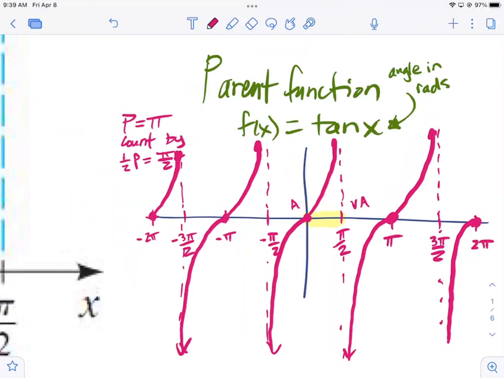And on Monday, we'll look at some of the features, like what's the domain, what's the range, does it have any symmetry, et cetera. But this is the only graph that I'm going to hold you accountable for out of this section. And then we're going to move through this section really quickly.